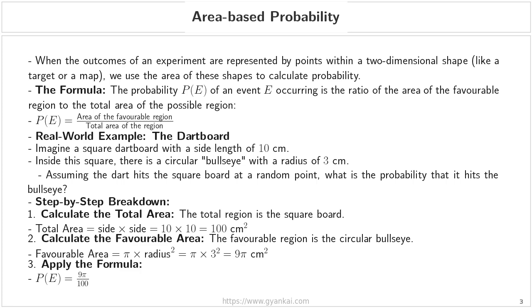Third, we apply our probability formula. We take our favorable area, 9 pi, and divide it by our total area, 100. So, the probability of E equals 9 pi over 100.